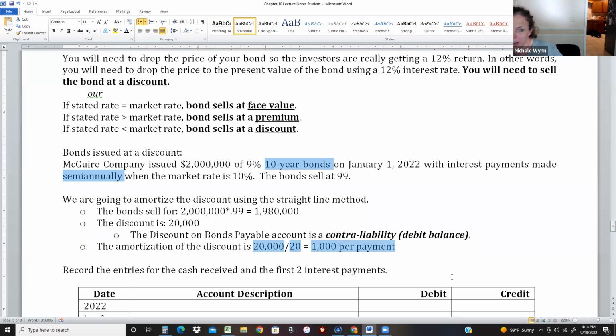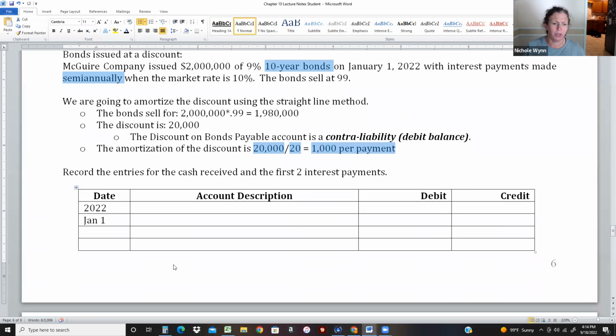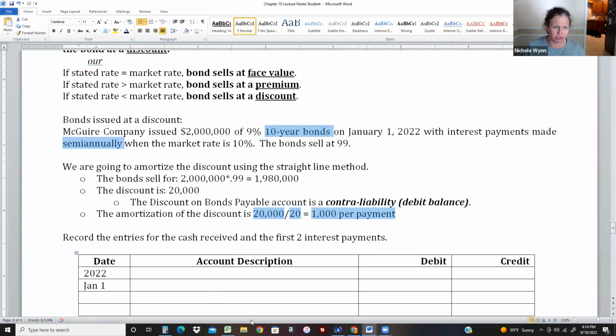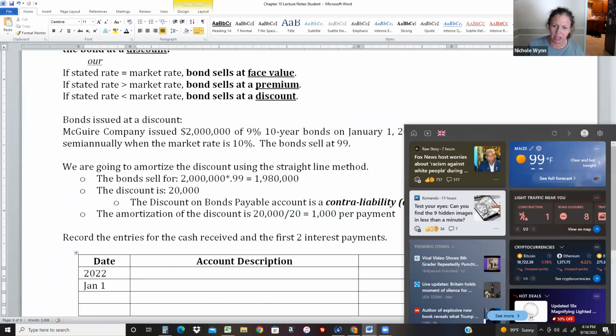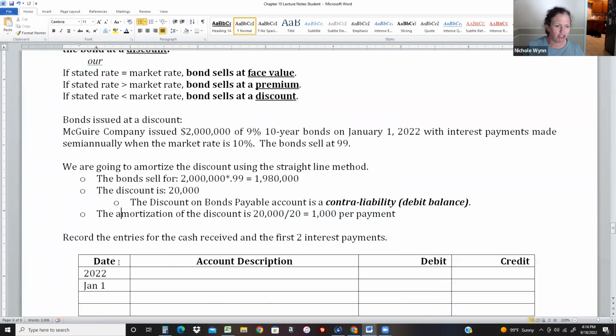This is called straight line amortization. And that's the only method I teach you in this chapter. I don't try to do the other one. So let's go ahead and do the entries for McGuire. So on January 1, she's going to sell the bond. And when she sells the bond, she is going to receive, it's a $2 million bond, but she's only going to get 1,980,000 because she had to discount her bond. So skip a line.